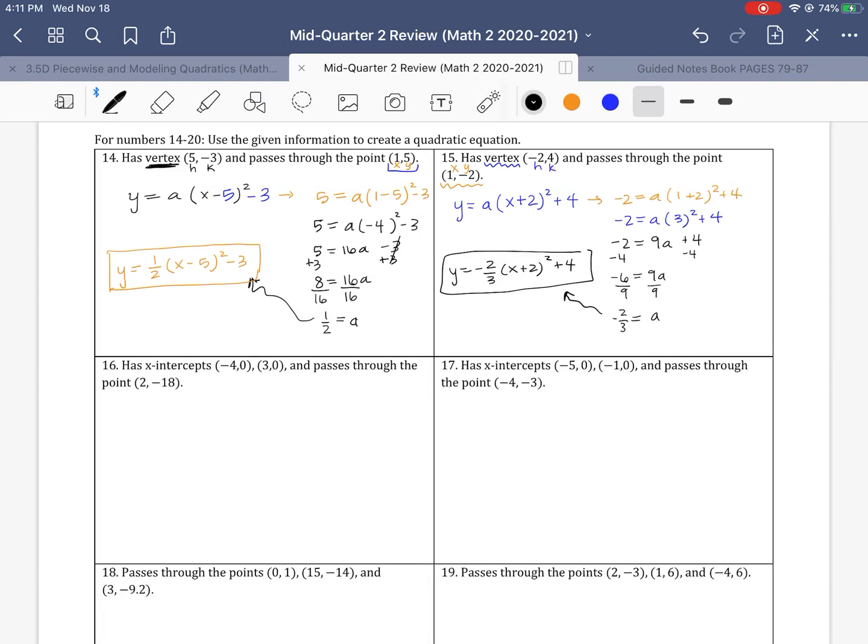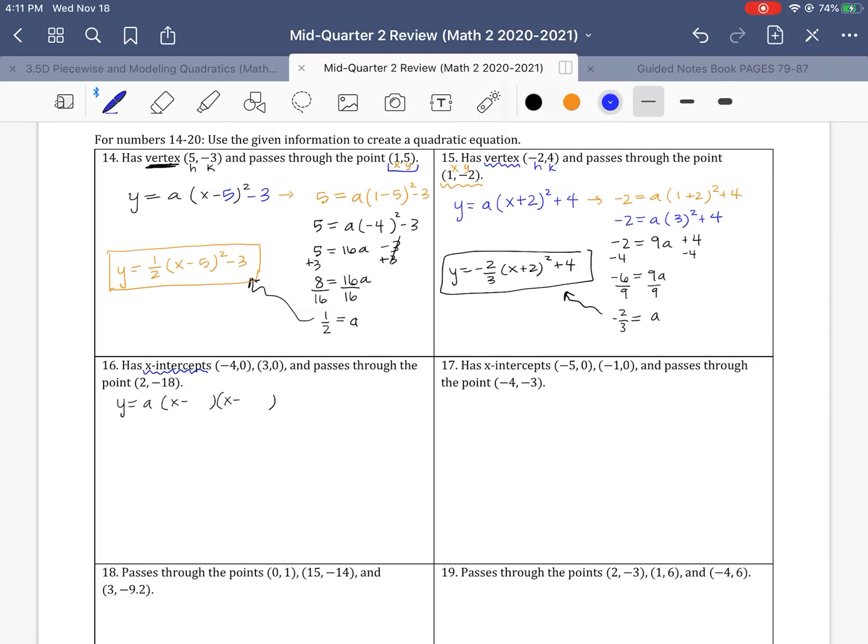16 says it has x-intercepts (-3, 0), (3, 0), and passes through (2, -18). Again, the fastest one to use on this is to use intercept form. So as soon as I see intercepts, I kind of know that I want to use intercept form. Let me remind you, that's just the factored form. So we write x minus this and x minus that, right?